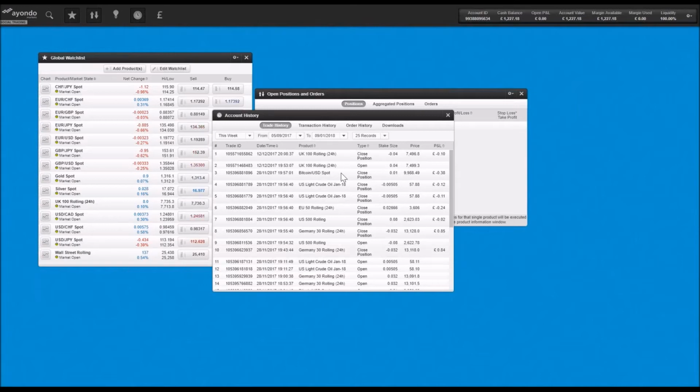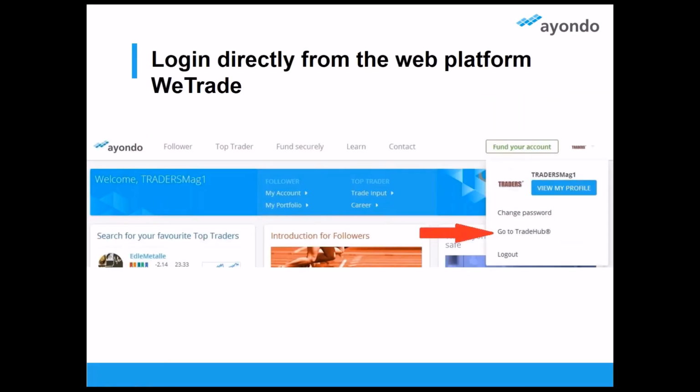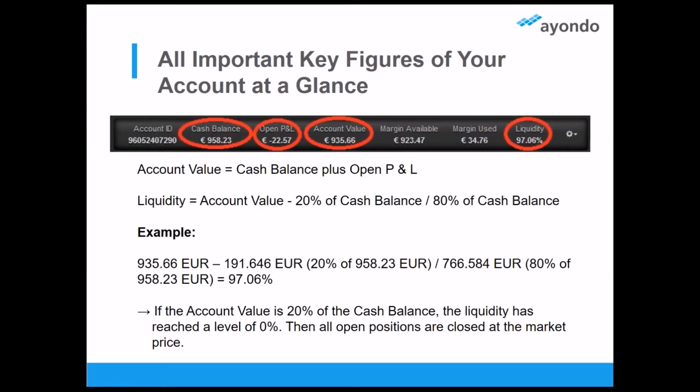But in here, you can see the normal stuff: what positions you've got running, what positions have been closed, any financing that's been due, because you have this idea of leverage, because you're trading on margin, all of that sort of stuff. So it's very clear to see what's going on in your account. Okay, so that's Trade Hub, and you get to see the usual important key numbers.